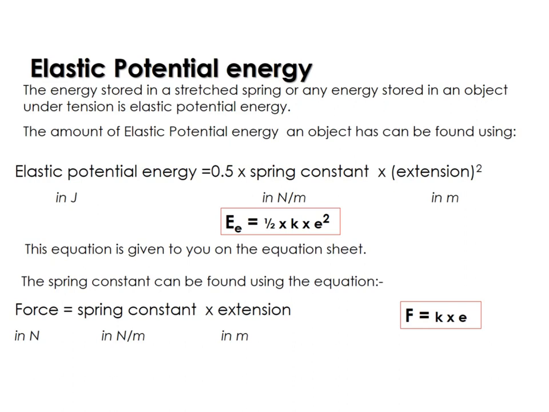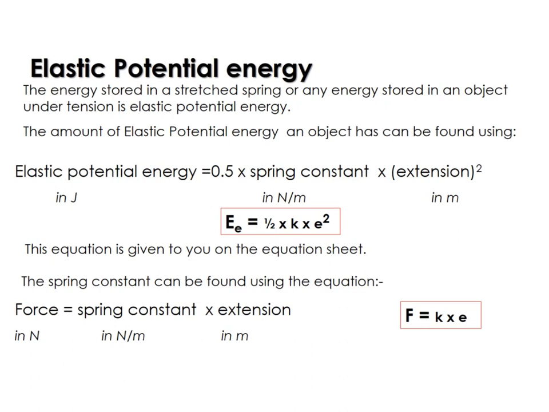And that is elastic potential energy is equal to 0.5 multiplied by the spring constant multiplied by the extension squared. Remember that elastic potential energy is measured in joules, spring constant is measured in newtons per metre, and extension is measured in metres. Please do remember that the equation is given to you on the equation sheet, and it will also be given in symbol form, where elastic potential energy, Ee, is equal to a half multiplied by k multiplied by e squared.